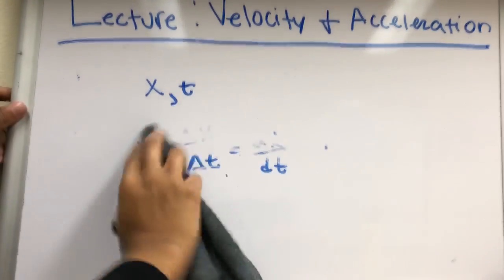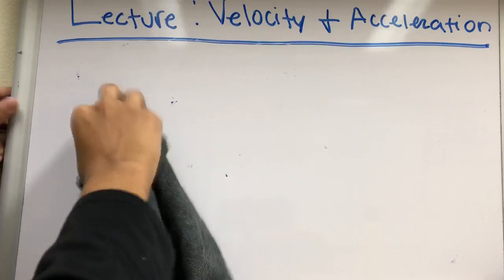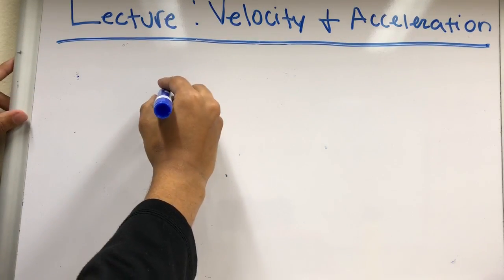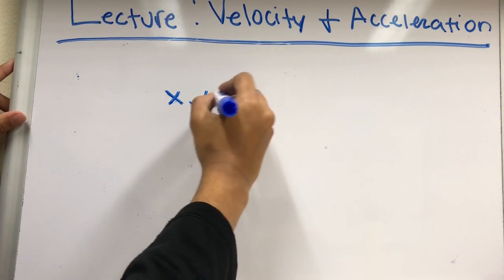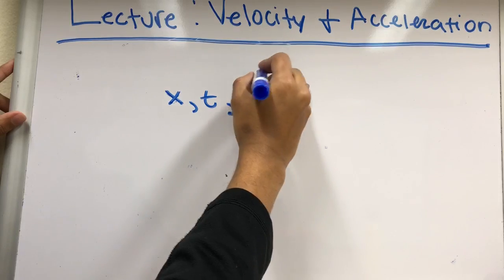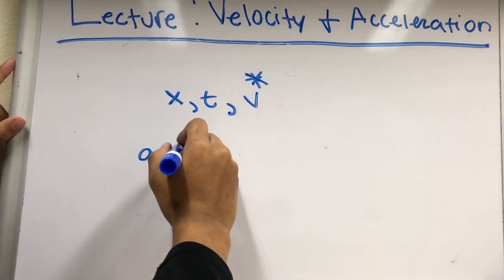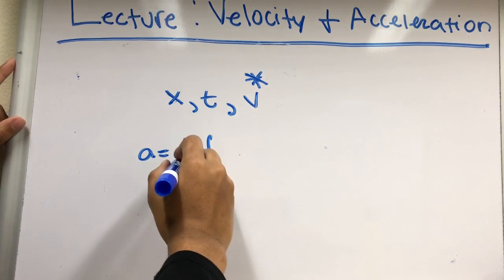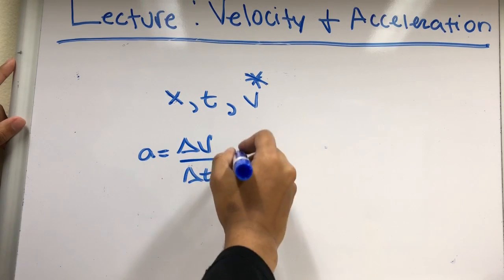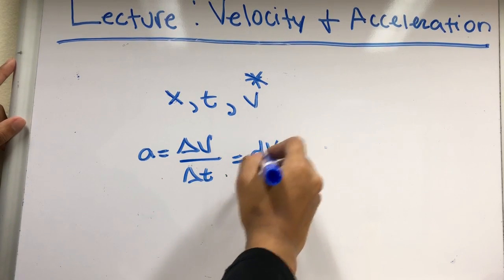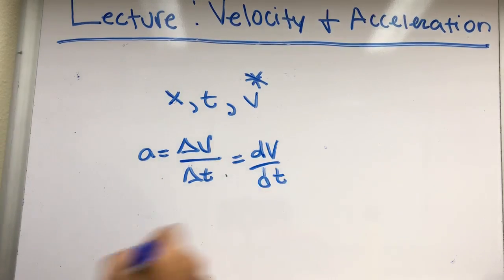Furthermore, we can take a look at acceleration, the next step in the process. The variables are once again x for position, t for time, but now we add v for velocity. Acceleration, using the same delta process, is the change in velocity over the change in time, or the derivative of velocity with respect to time.